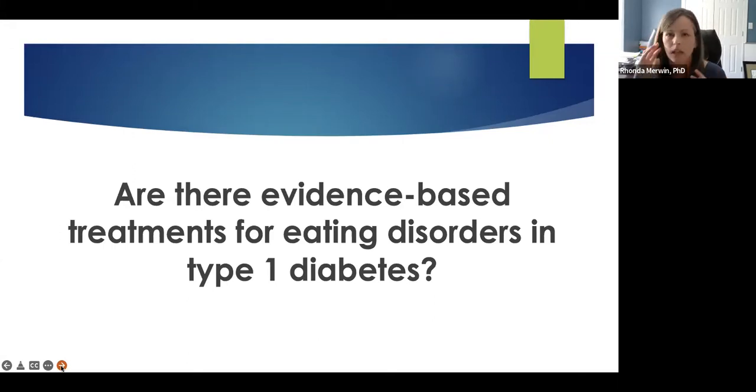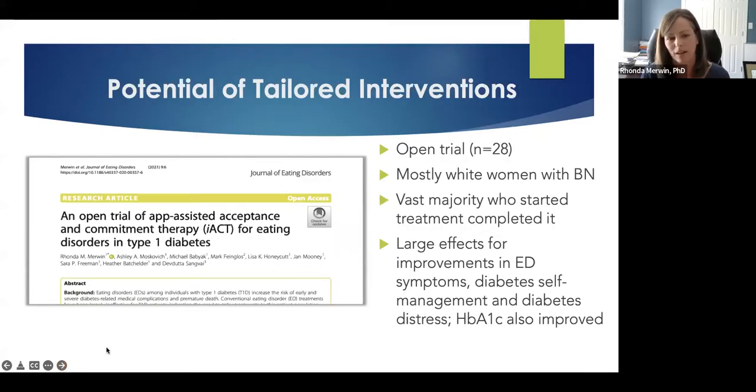What people working at this intersection have been talking and thinking about a lot is that we need to get the studies done where we're tailoring interventions. This is an open trial, so there's no comparison group. This is very early work. But what we were trying to do was take acceptance and commitment therapy, which is a contemporary cognitive behavioral therapy, and adapt it for folks with type 1 diabetes and eating disorders. These are adult women, mostly with bulimia nervosa or that spectrum, a few with binge eating disorder, and a few with purging disorder, where they were omitting their insulin but not necessarily binge eating.